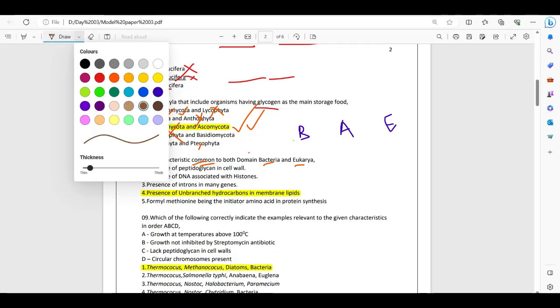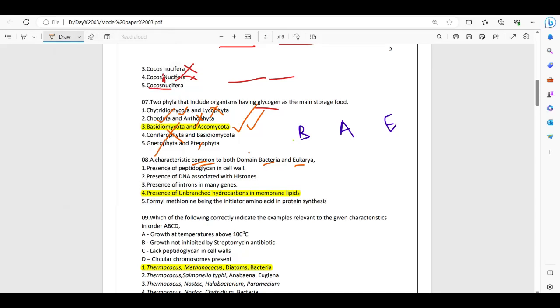So there are many common characteristics to domain archaea and eukarya. They are closely related, but domain bacteria is kind of different from both of them, and very rarely it shares common features with eukarya and archaea, but mostly there are many common features between archaea and eukarya. So bacteria and eukarya very rarely have common features. So one of them is the presence of unbranched hydrocarbons in their membrane lipids.